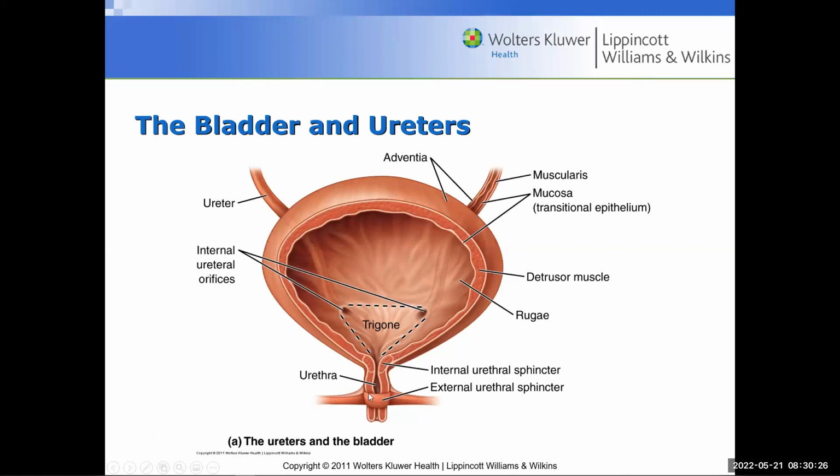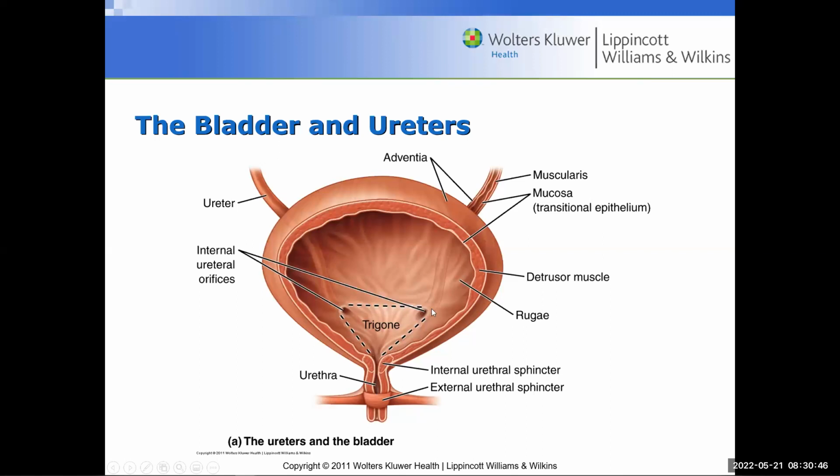We have two sphincters here, the internal and external sphincter. Which one is under voluntary control and which one is under involuntary control, do you think? So external, voluntary, internal, involuntary. Very good. So this is the one we have control over, the external urethral sphincter.